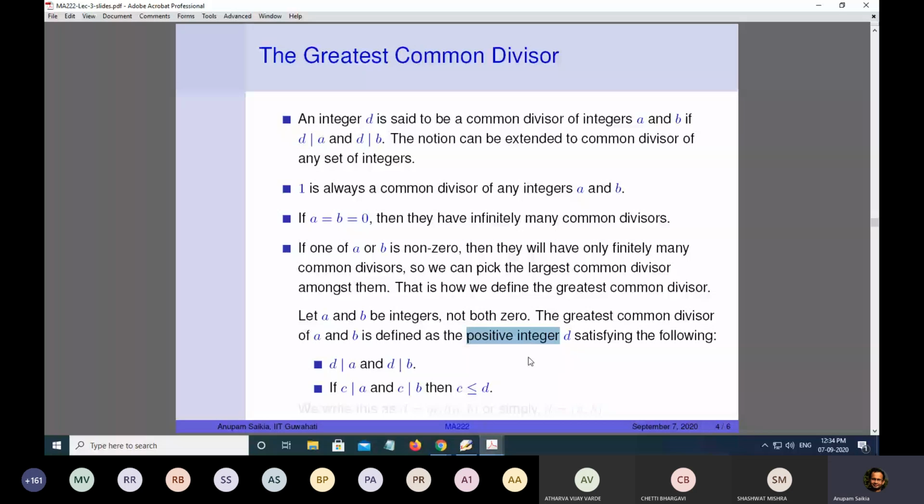Whenever we have some divisor, we can take its absolute value. That will also be a divisor, because that is like changing it by plus or minus 1, which is never a problem. So what is the GCD? It should divide both, and if anything else divides both, then it should be less than or equal to D. We write that D is the GCD of A, B, and sometimes we drop even the word GCD and just write D is (A, B).